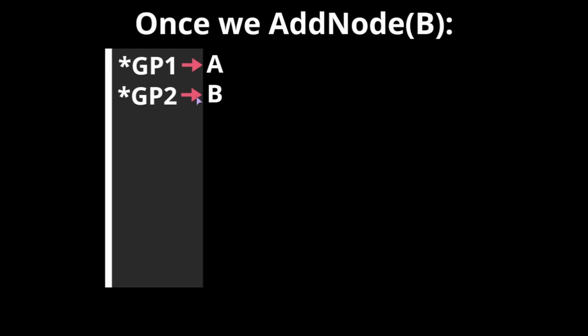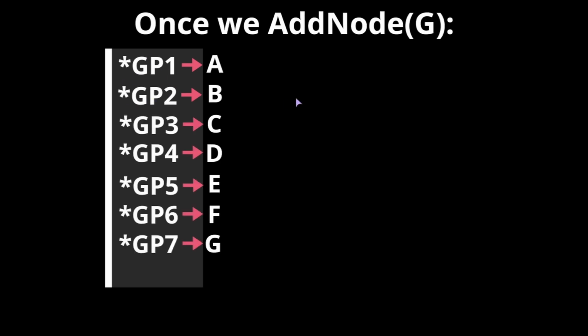So these will be pointing to this. That will be pointing to this, because this graph here is also a linked list. And then if we add node C, node D, E, F, G, and H.